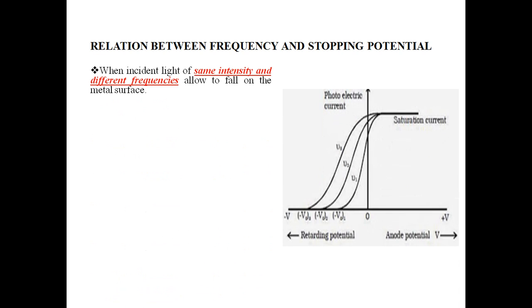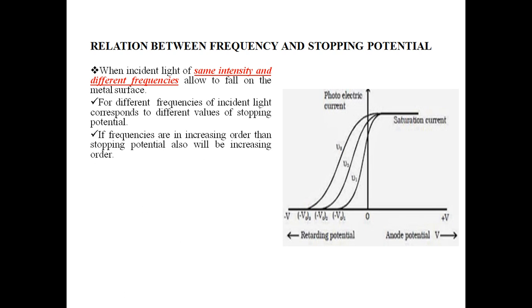Relationship between frequency and stopping potential. In this slide we will discuss the relationship between frequency and the stopping potential. When incident light of the same intensity and different frequencies is allowed to fall on the metal surface, what will happen? From the graph we see that if the frequency is different, then the stopping potential will be different. So different frequencies of incident light correspond to different values of stopping potential, and if the frequencies are in increasing order, then the stopping potential will also be in increasing order.